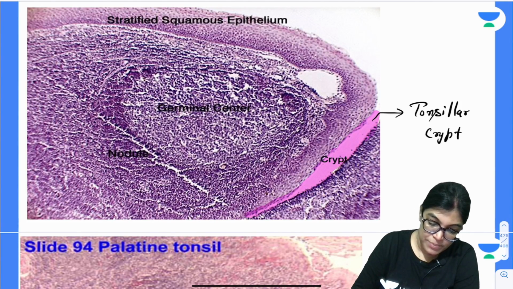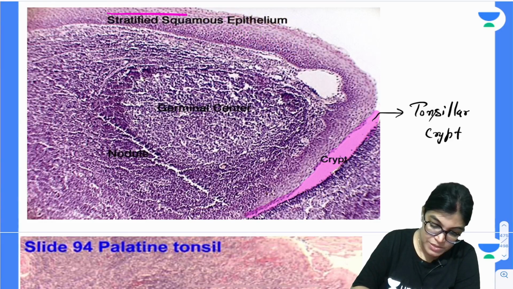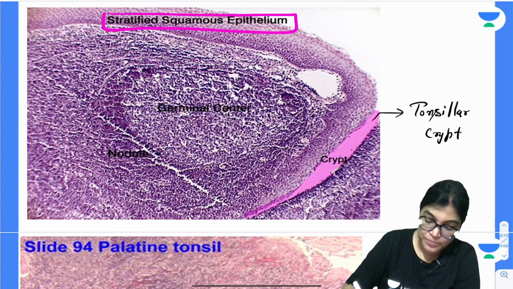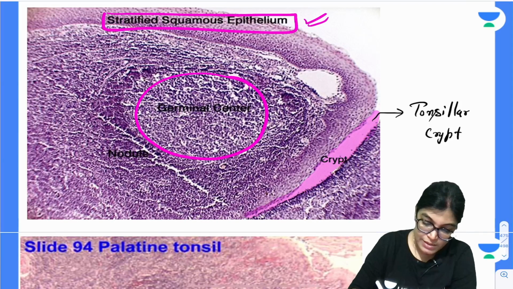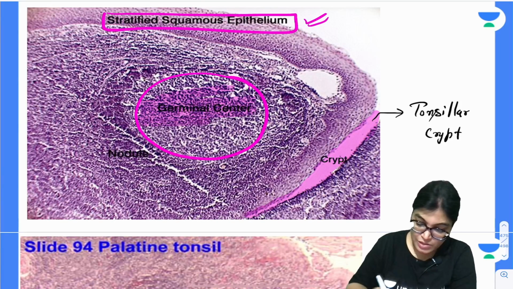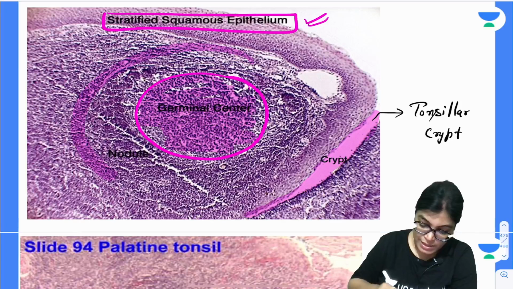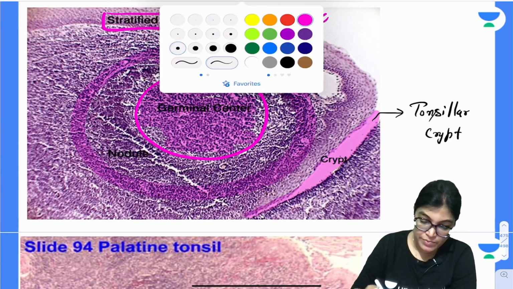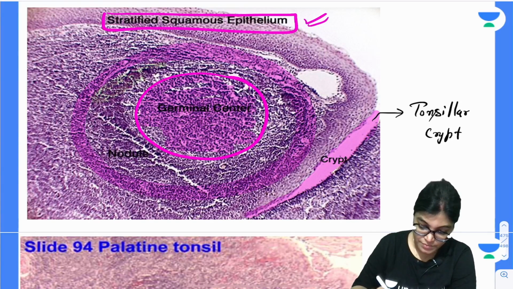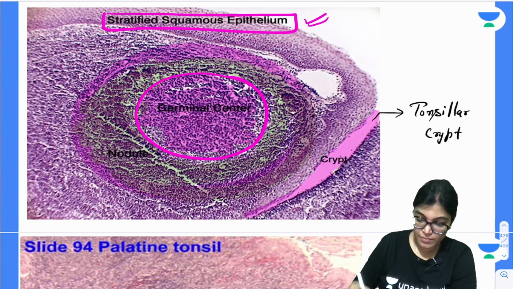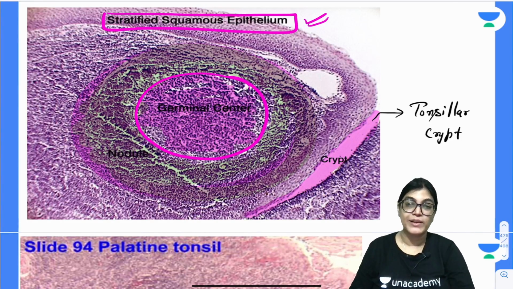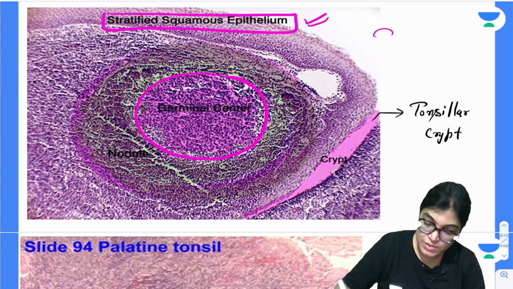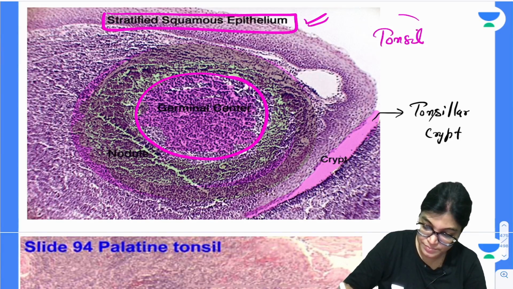Okay, you can also appreciate stratified squamous epithelium. You can see the germinal center is lying here. This is the germinal center, and this whole area will be the lymphatic nodule. And this is multiple layered epithelium, that is stratified squamous non-keratinized epithelium. So this becomes a slide of tonsil.